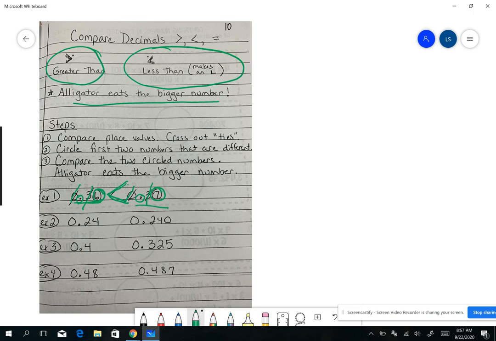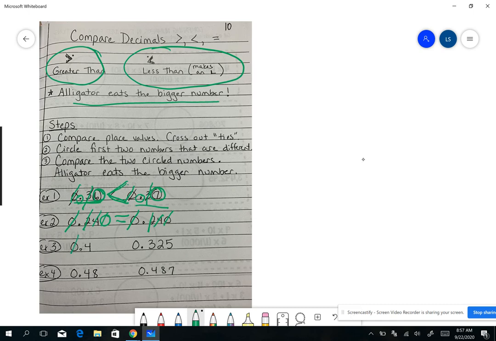All right, let's take a look at example number 2. In the ones place, I have a 0 and a 0 over here, so they tie. Then I have a 2 and a 2, and they tie. Then I have a 4 and a 4, and they tie. Well, I have a 0 here and nothing here, but because there's nothing here, I know that that can also be a 0. So those tie, so I know that my answer is equal to.